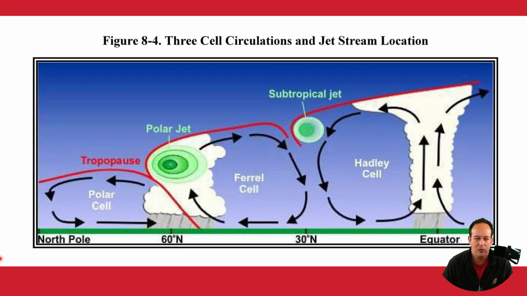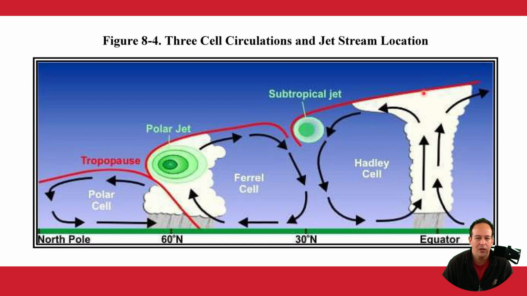And so here's just a visualization of where the jet streams occur. If you imagine here on the left, this is where the North Pole is, and then you have your polar cell. Then we have the Ferrel cell from 30 to 60 degrees north, and right here at the edge between the Ferrel cell and the polar cell is where we'll have our polar jet stream. And then the subtropical jet is in between the Hadley cell and the Ferrel cell at around 30 degrees north. And then you notice the top here, this red line, this is the tropopause.